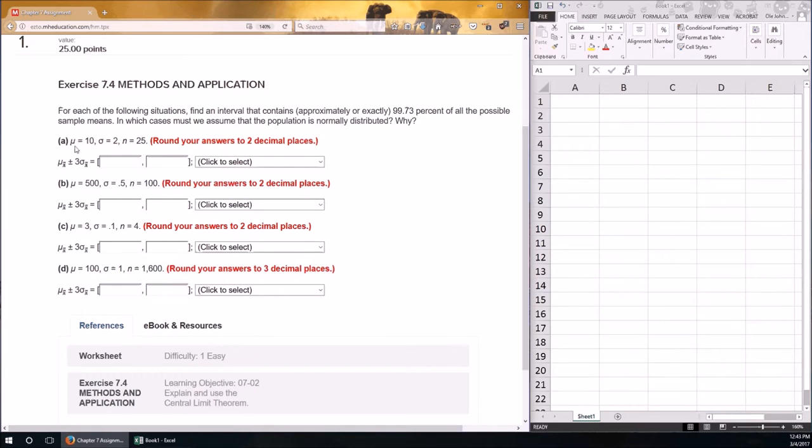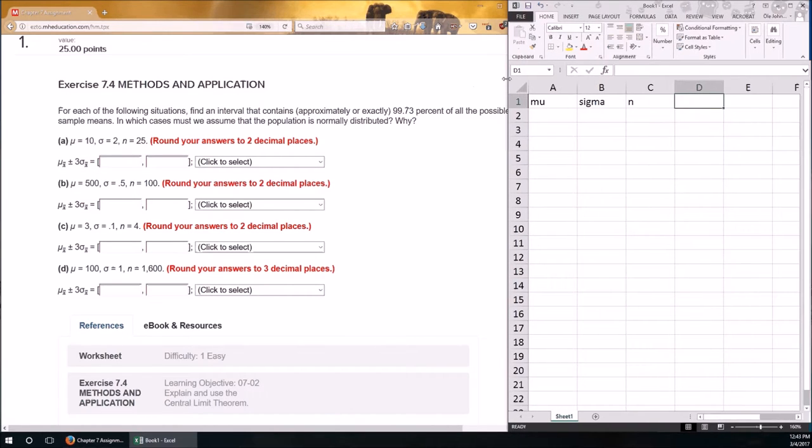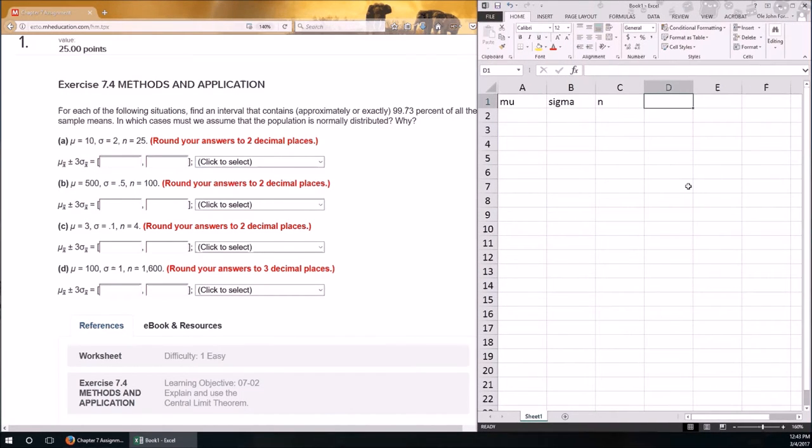So here we are. We're given mu is equal to 10. Let me just go ahead and start this. We'll get a mu column, and a sigma column, and an n column. And from that, I can get a lower confidence limit and an upper confidence limit. So I will call LCL lower confidence limit and UCL upper. So in problem A, we're given mu is equal to 10, sigma is equal to 2, n is equal to 25. Okay. And then we got the LCL stuff.